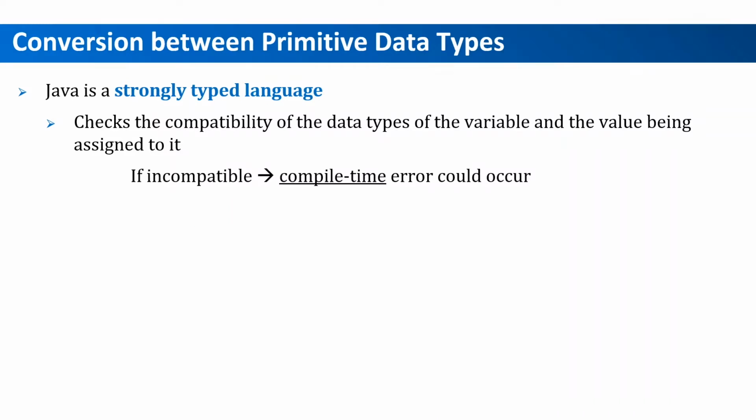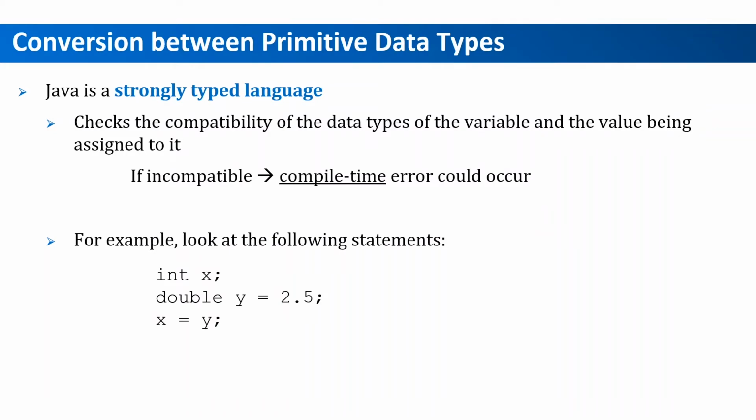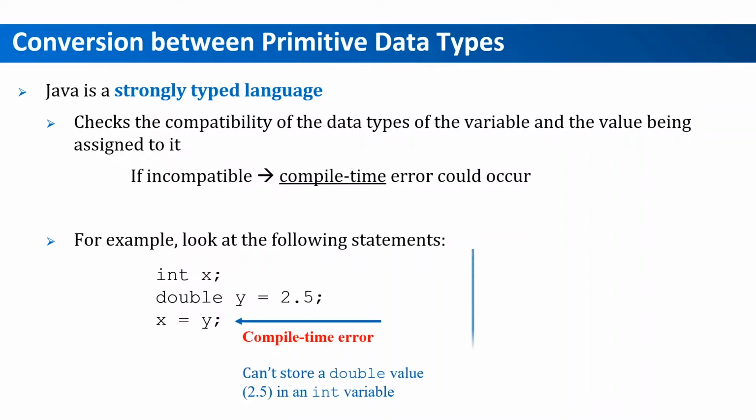Let's take an example to understand how this works. Assume you declare an int variable x, then you initialize the double variable y. Then you try to store y, which is a double, into x, which is an int that doesn't accept fractions. This is a compile time error. If you try to do the opposite, however, by storing an int variable in a double variable, Java won't complain. So what are the rules?